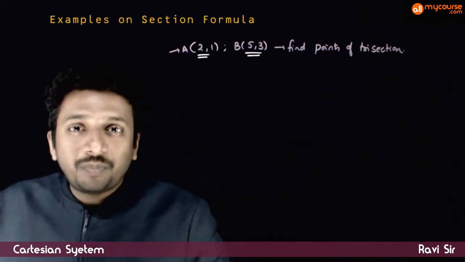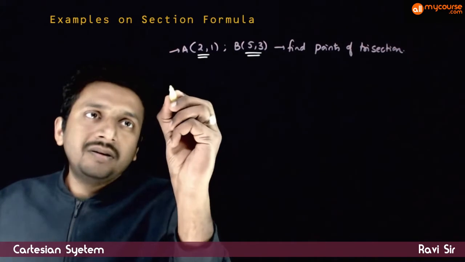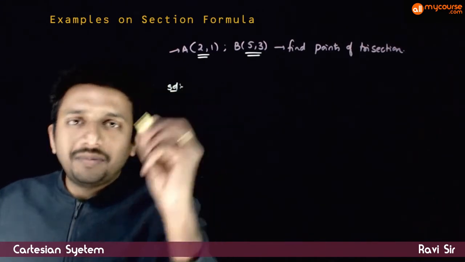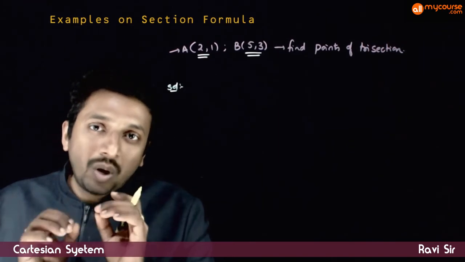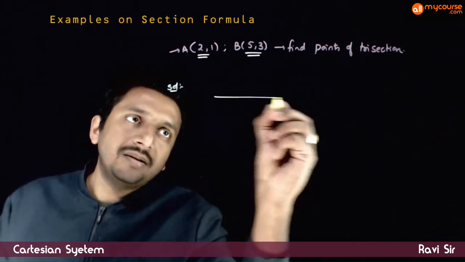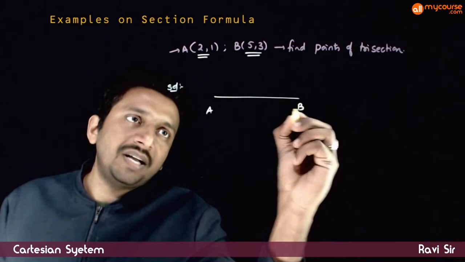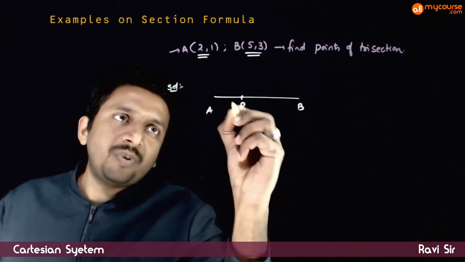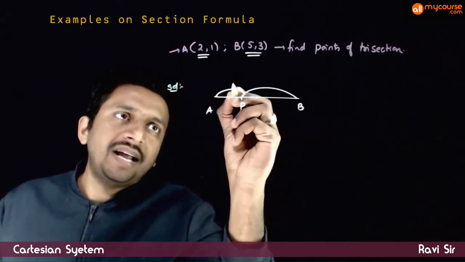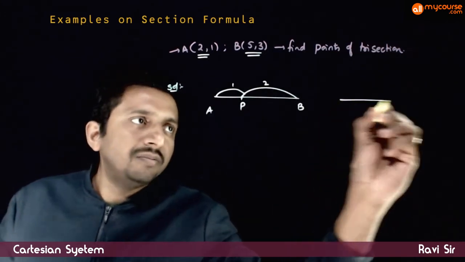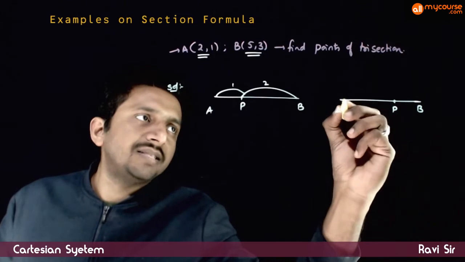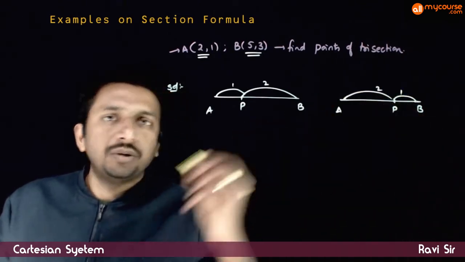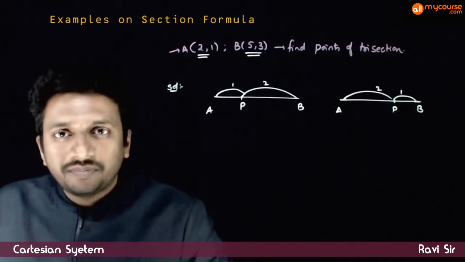In this question, you're given 2 points, A (2, 1) and B (5, 3). You're asked to find the points of trisection. So the points of trisection are nothing but the points which divide AB in the ratio 1:2 and 2:1. That is, if you have the line segment AB, the first point of trisection divides AB in the ratio 1:2. And the second point of trisection divides AB in the ratio 2:1.